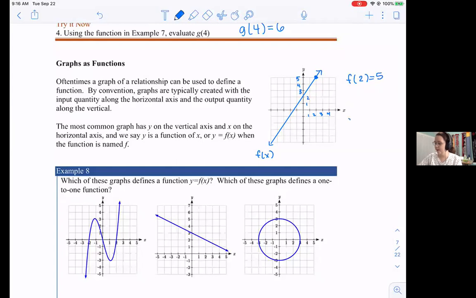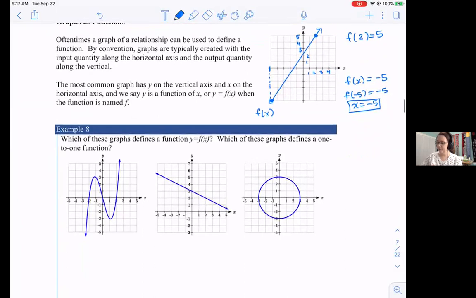And I want to know what value of x would give me an output of -5. So I'm telling you my y value here is -5, which seems to be this point here. So I find the x value that corresponds to it. And so I would say f of -5 is -5, or I could say x is -5 here. Good.